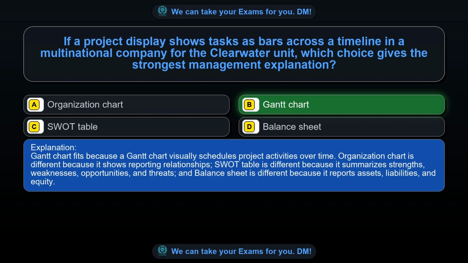Gantt chart fits because a Gantt chart visually schedules project activities over time. Organization chart is different because it shows reporting relationships. SWOT table is different because it summarizes strengths, weaknesses, opportunities, and threats, and balance sheet is different because it reports assets, liabilities, and equity.